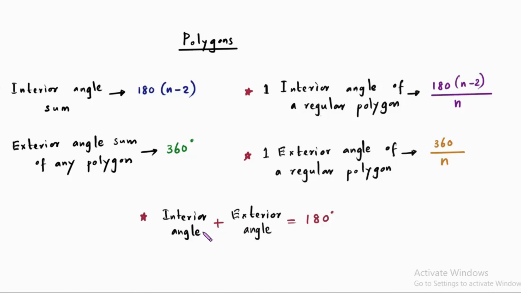Now, here I've written that an interior angle plus an exterior angle is equal to 180 degrees. This happens when we have a polygon, and let's say I'm going to consider a triangle. When I extend any one of the sides of the triangle, this interior angle and this exterior angle are on a line, as you can see here. So these two together, as they are on a line, will make a sum of 180 degrees. Now let's move on to the question.